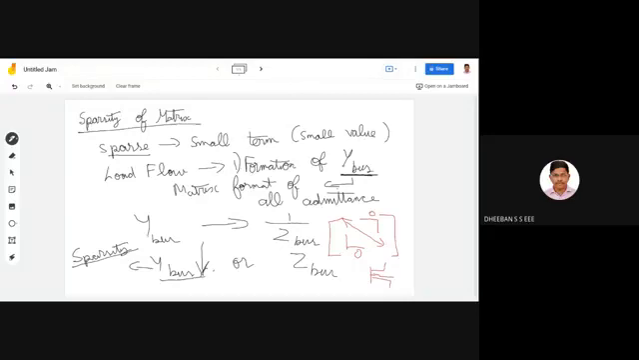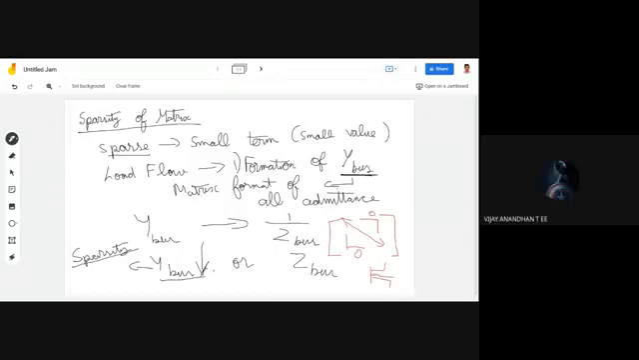And this is the major thing you can notice in your power system network. So what are the advantages this sparsity raises?